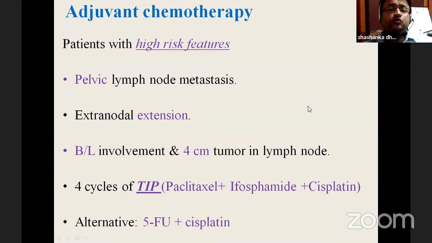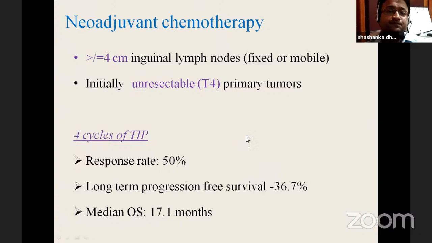Okay, adjuvant chemotherapy. Patients with high-risk features, as you saw earlier in the flow chart, are candidates for adjuvant chemotherapy. Pelvic lymph node mets, extranodal extension, this is very important, bilateral involvement, and more than 4 centimeter size of the primary tumor. 4 cycles of TIP, that is paclitaxel, ifosfamide, and cisplatin. An alternative is 5-fluorouracil and cisplatin.